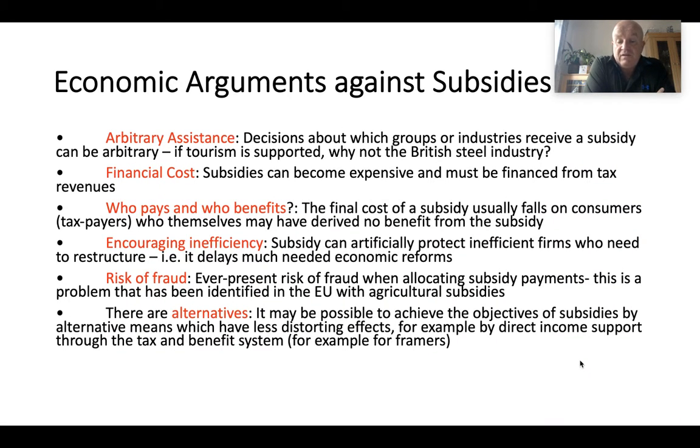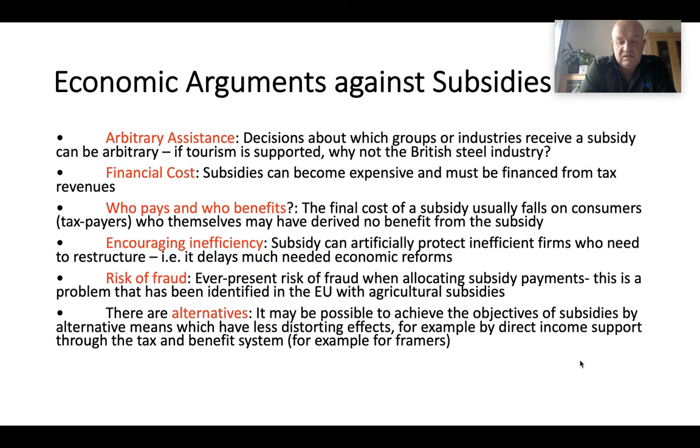Again, where will that final cost of subsidy fall? Will it fall on consumers who are the taxpayers, even though they may not necessarily derive any benefit from that particular subsidy directly? As I mentioned before, it can encourage some economic inefficiency, i.e., you're protecting inefficient firms who might actually be better served restructuring rather than just benefiting from a subsidy. And that clearly needs to be borne in mind. Clearly, with any sort of subsidy payments, there's always going to be the risk of fraud and a bit of corruption in there as well.